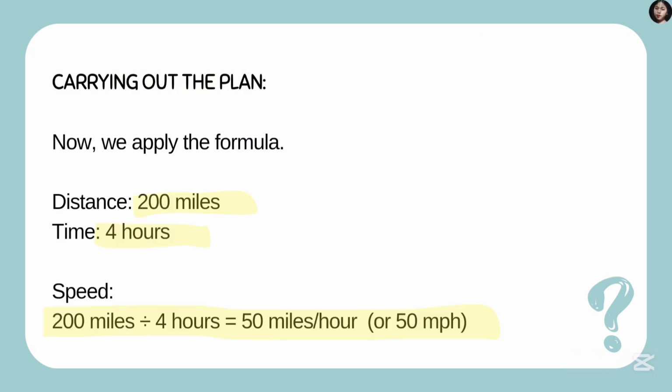So, carrying out the plan. Now, we can apply the formula or we can apply our plan. So, ito yung given. Distance is 200 miles and yung time is 4 hours. So, to get the speed or the average speed is 200 miles divided by 4 hours is equals to 50 miles per hour. So, 50 miles per hour daw yung average speed ng train.